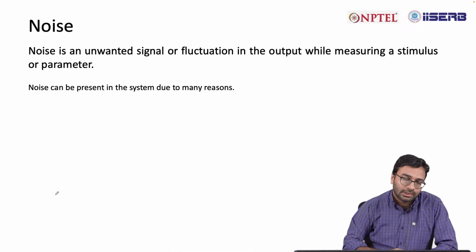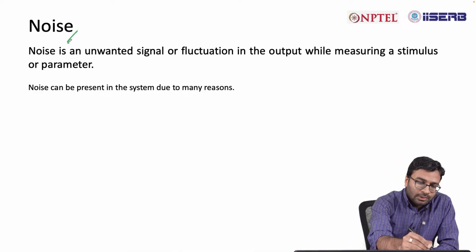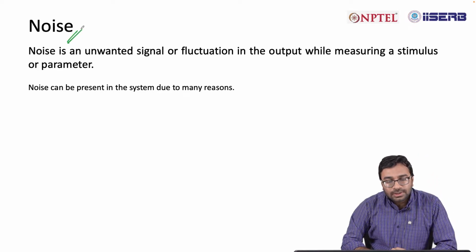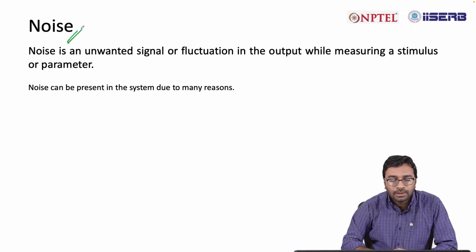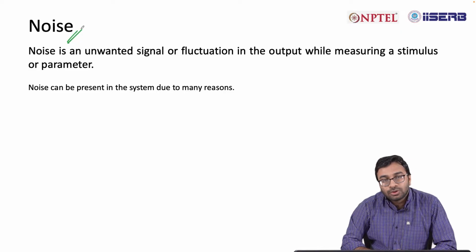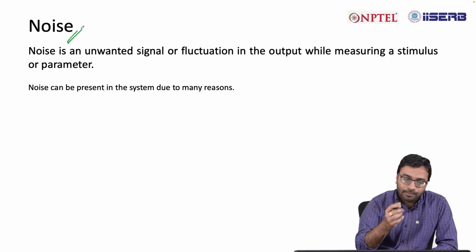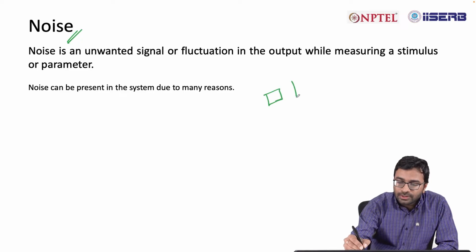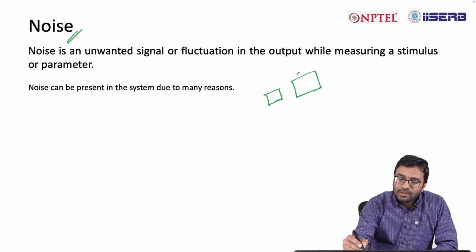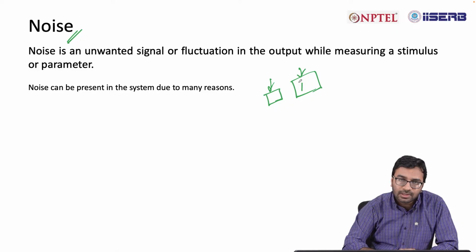Then we have another very important parameter, which is noise. Noise is an unwanted signal or fluctuation in the output while measuring the stimulus or input or any parameter. So we usually try to avoid noise. There are many reasons why you'll see noise in your system. Again, noise is not only a parameter that is related to the sensor, it is also equally related to your system. So your sensor can be noisy, or your system itself also can be noisy. If your system is noisy, then ultimately your output will be noisy. If your sensor is noisy, then using a proper system you may suppress the noise in the sensor.